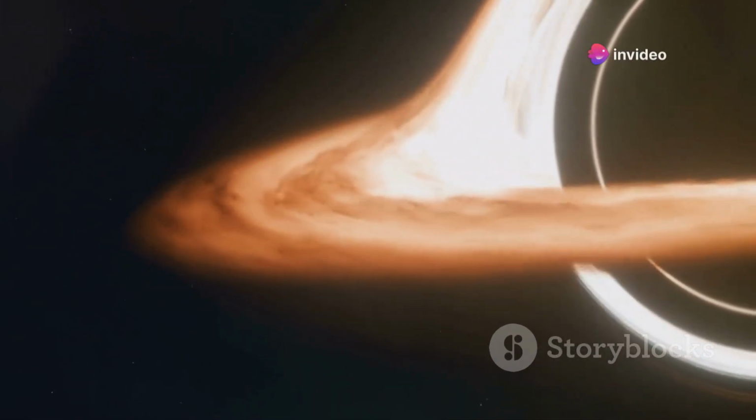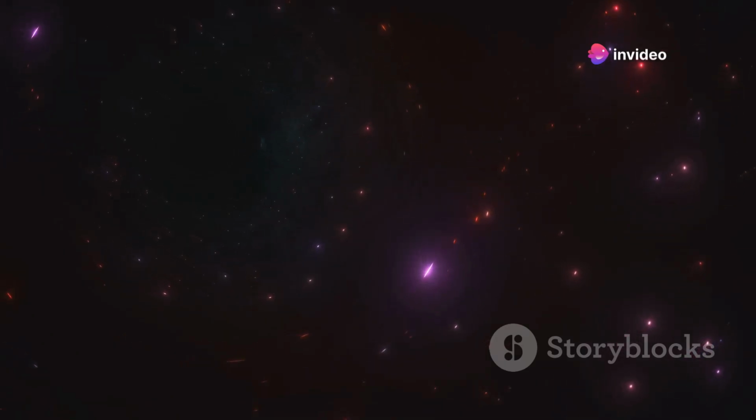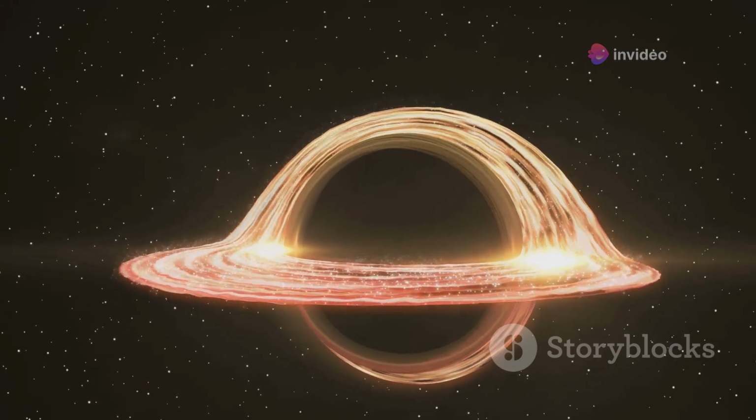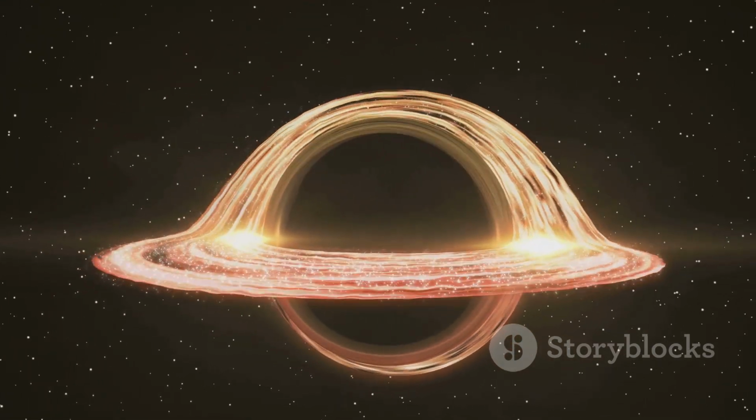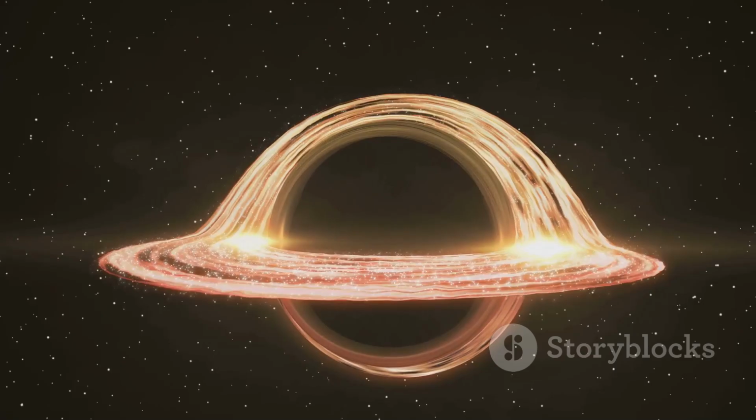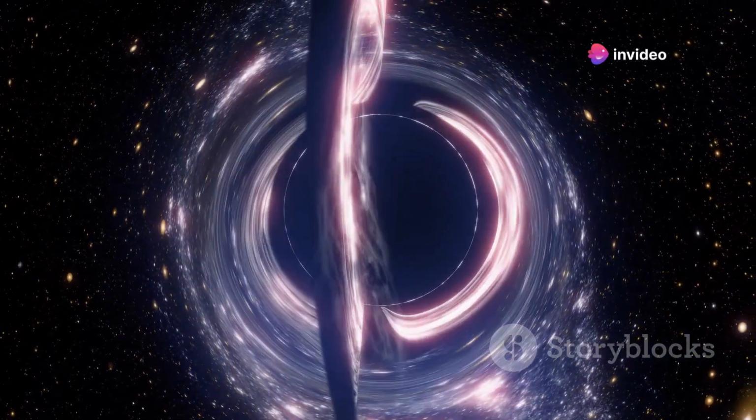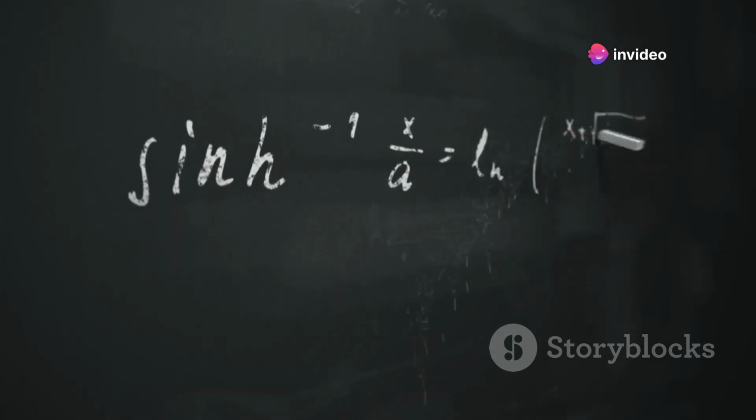Section 7. Black holes and time. Black holes are some of the most intriguing objects in the universe. They are regions of space where gravity is so strong that not even light can escape. This intense gravitational pull also has a profound effect on time. Near a black hole, the gravitational field is incredibly strong. According to general relativity, this means time moves extremely slowly.